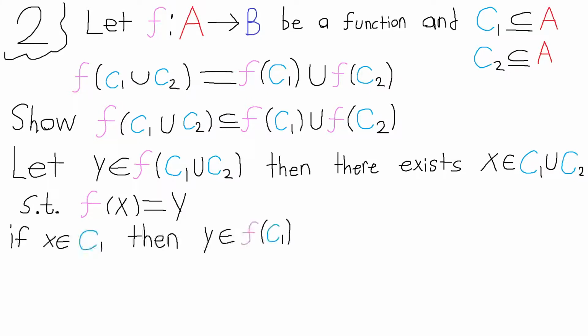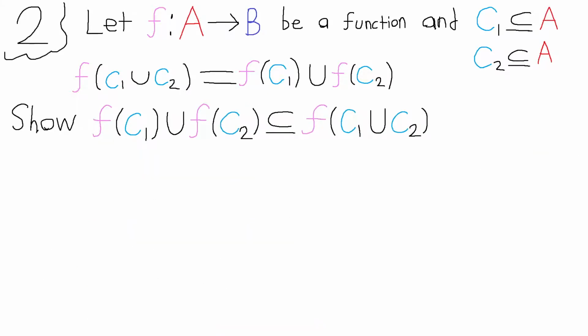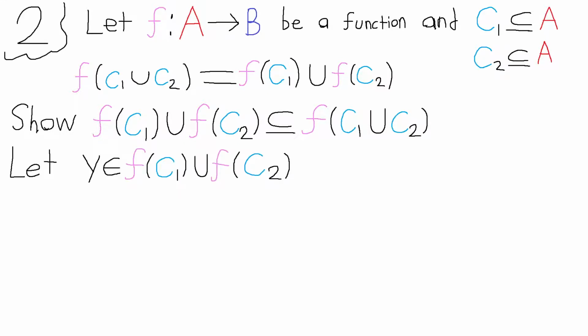If x is an element of C1, then y is an element of the image of C1. If x is an element of C2, then y has to be an element of the image of C2. Either way, y is an element of the union of the images of C1 and C2, thus showing that the left side is a subset of the right side. Now we need to show that the right side is a subset of the left side. Let y be an element of the right side.